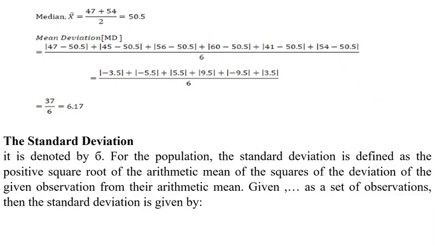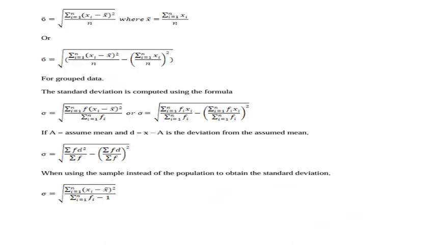So then the next one is standard deviation. The standard deviation is denoted by sigma, and for the population, the standard deviation is defined as the positive square root of the arithmetic mean of the square of the deviation of the given observation from the arithmetic mean. Given a set of observations, the standard deviation is given by sigma equals square root of summation i ranges from 1 to n, xi minus x bar all squared, all over n.